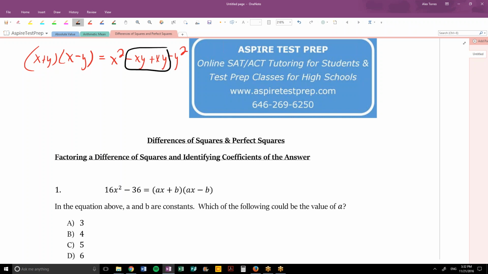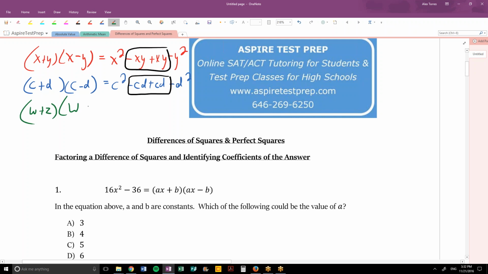That's going to happen whenever you have this type of setup, where let's say c plus d times c minus d. We already know in advance that we'd get c squared minus cd plus cd minus d squared, and once again those two middle terms would cancel out. So you should be in the habit, whenever you see a setup like this, w plus z, w minus z, to just automatically go into w squared minus z squared.